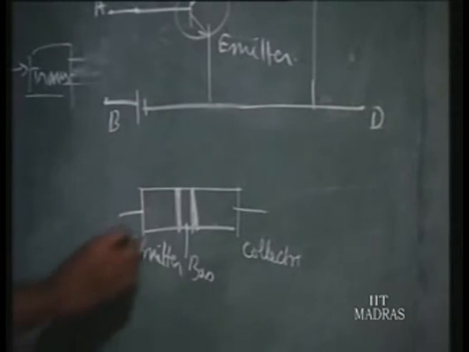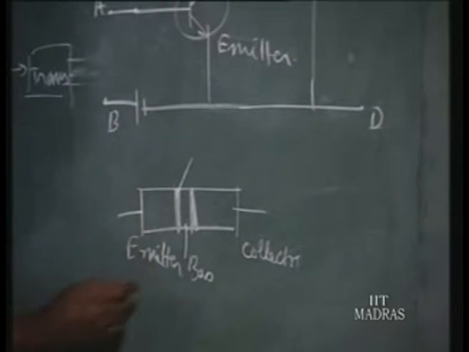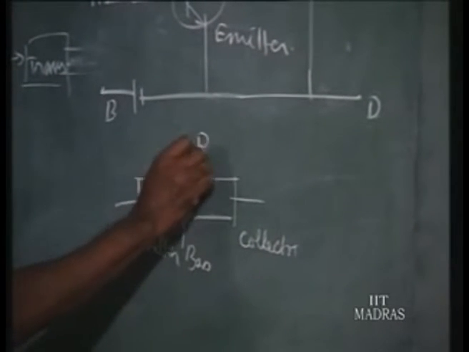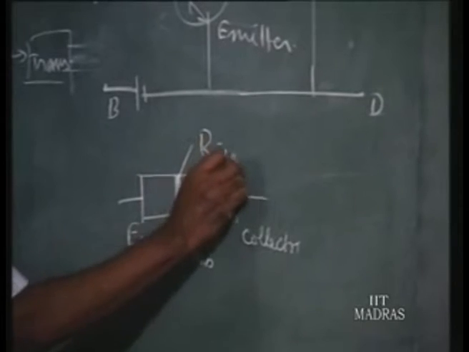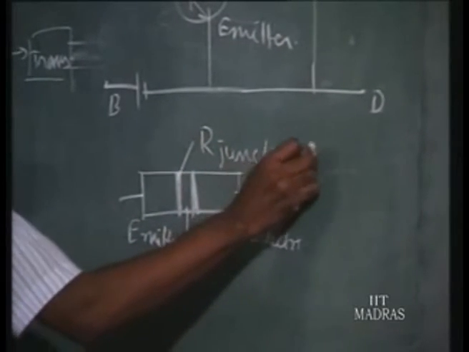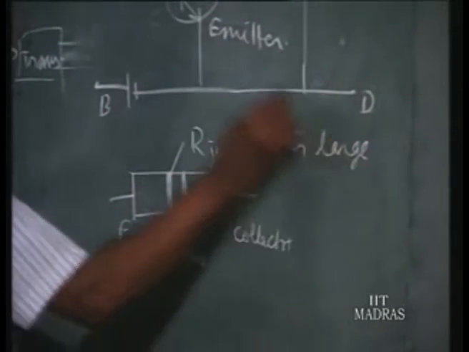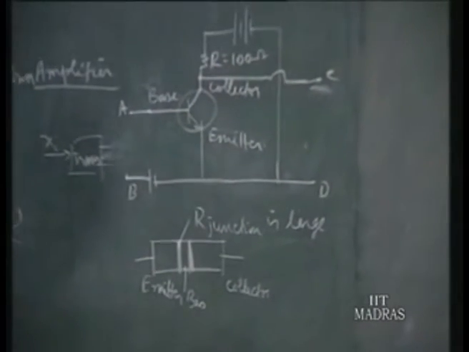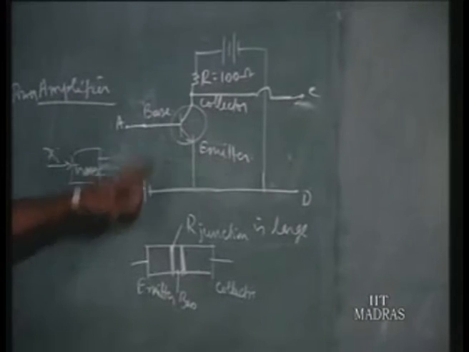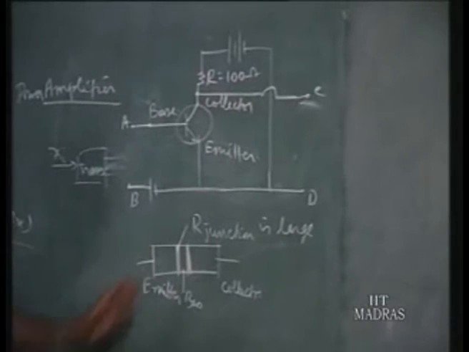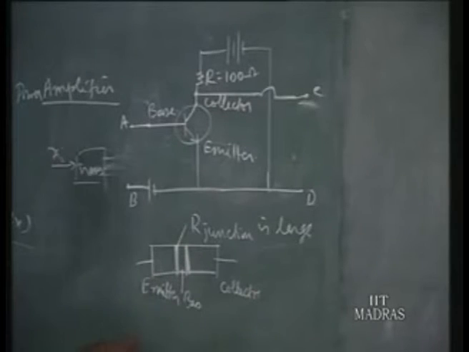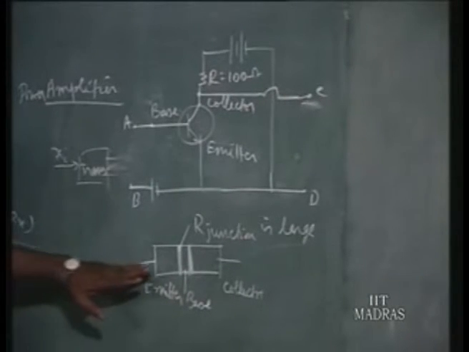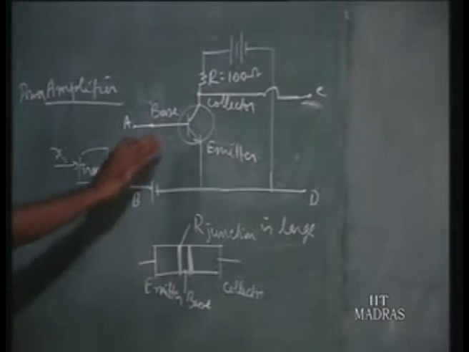So each one is separate, and we call this R junction, the R junction between these two junctions. There it is a large value. R junction is large compared to the R value. R is of the order of about 100 or 200 ohm. Compared to that, the junction or the insulating layer between these three compartments is large. That is what we are supposed to know in the transistor circuit.